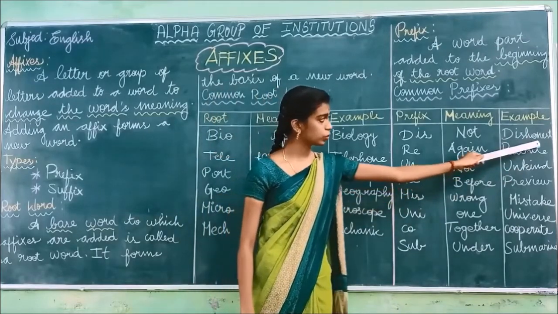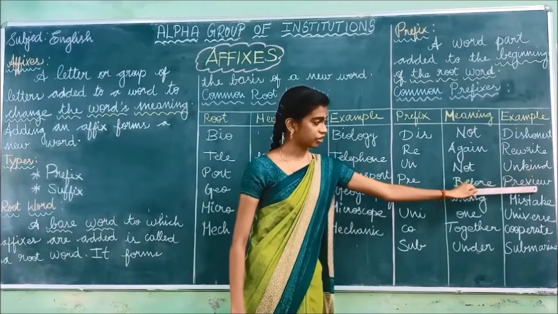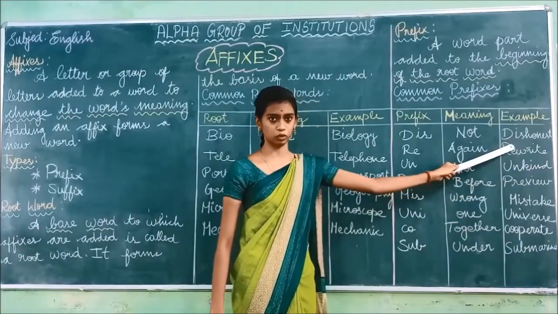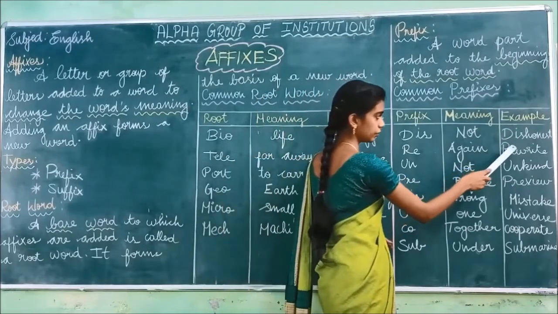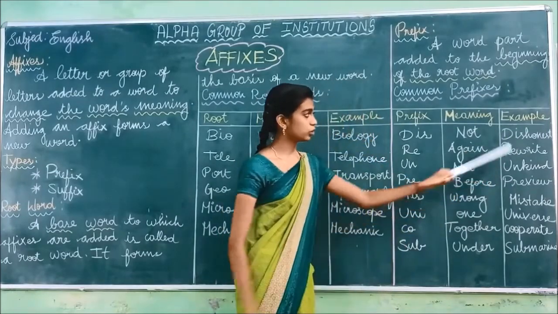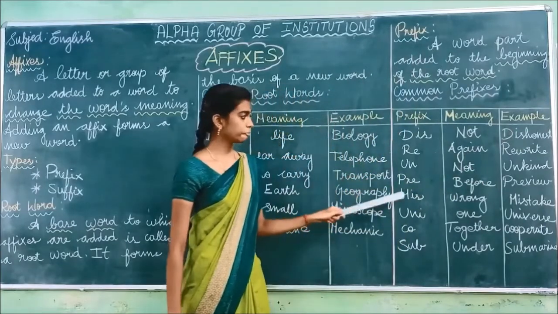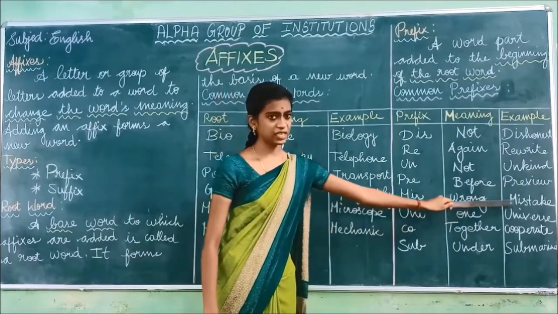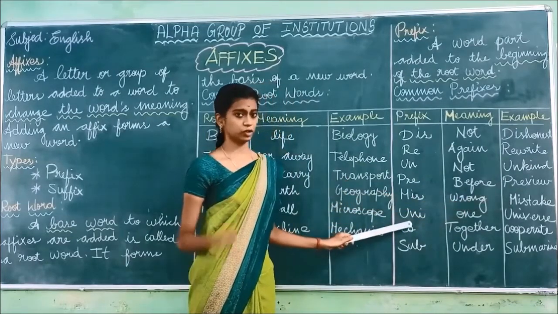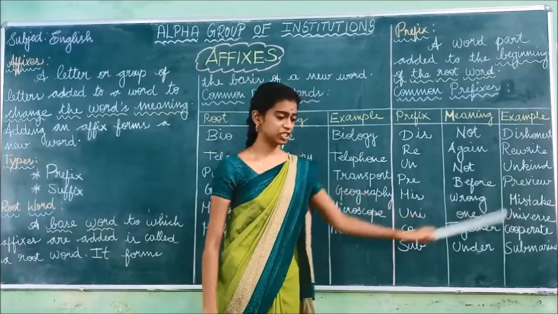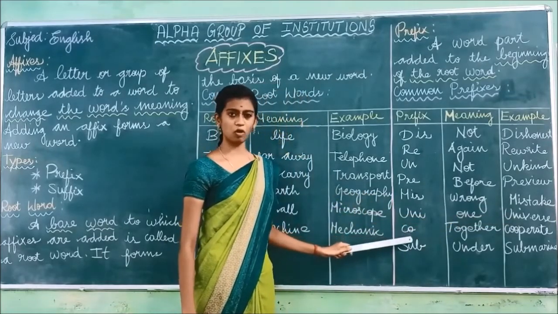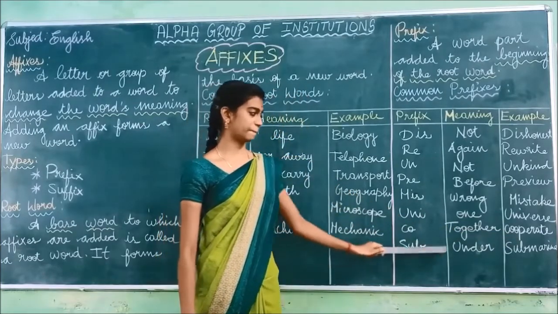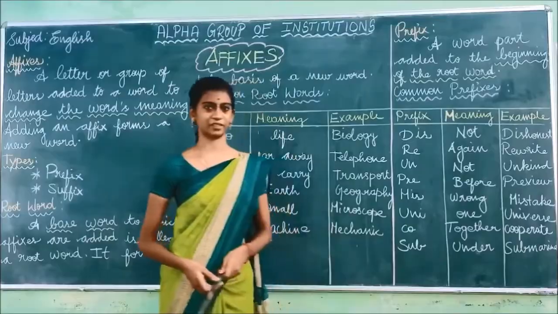Look here. These are all the root words: honest, write, kind, view. We have added these letters to the beginning of the root word, and that is known as the prefix. Pre means before, the example is preview. Mis means wrong, and the example is mistake. And next, uni. Uni means only one. The example is universe. And next one is co. Co means together, and the example is cooperate. And the last one is sub. Sub means under. The example is submarine.